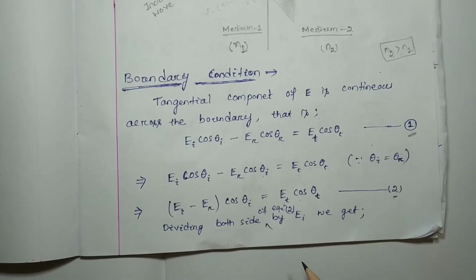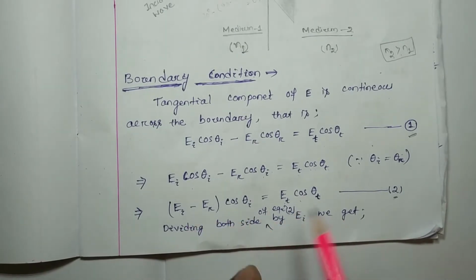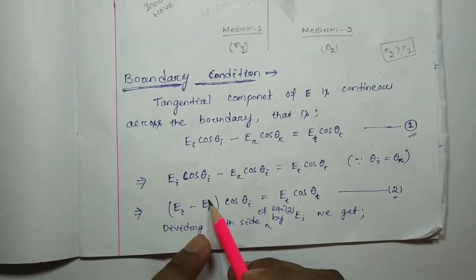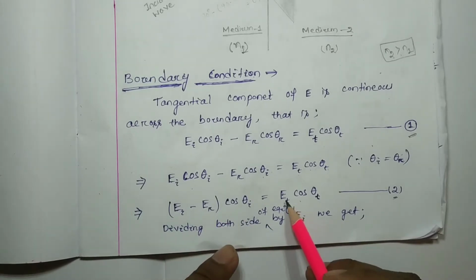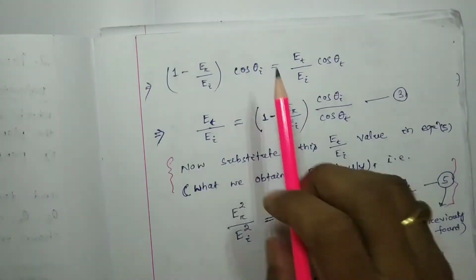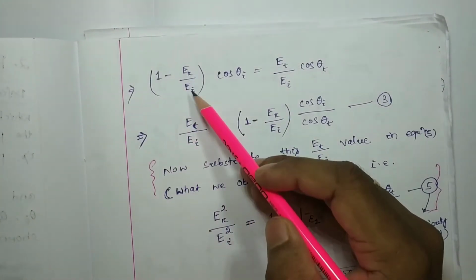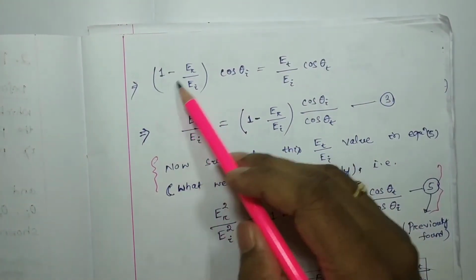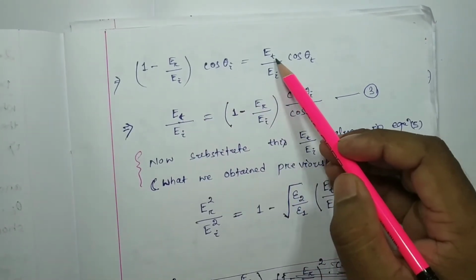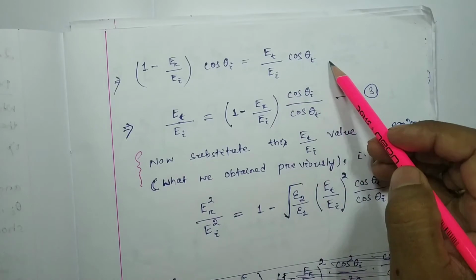Now we have to divide both sides by EI. EI by EI means 1, minus ER by EI, so this will be ET by EI. The same thing has been written here: 1 minus ER by EI after dividing by EI. So 1 minus ER by EI, times cos theta I, equal to ET by EI, times cos theta t.